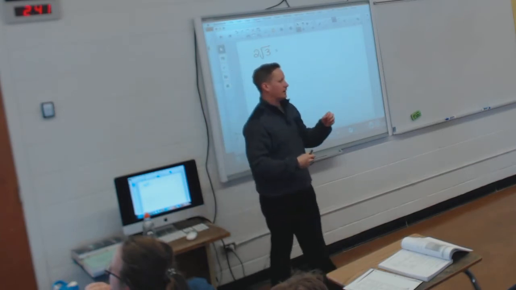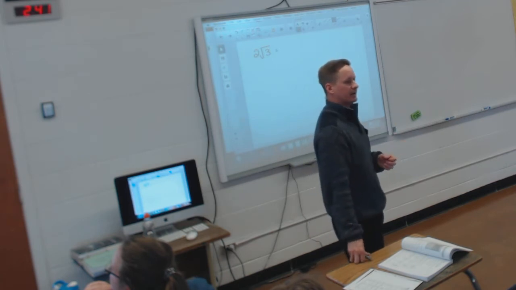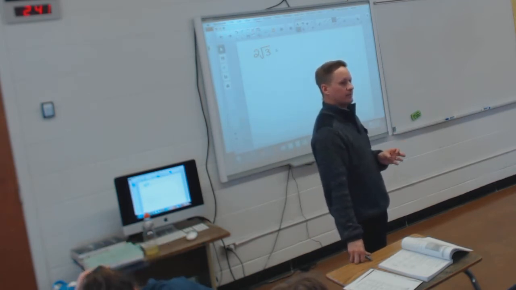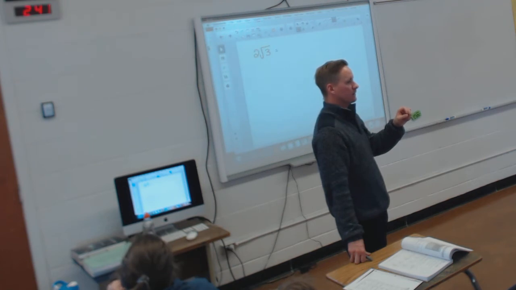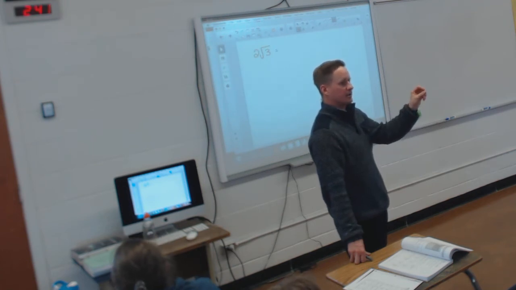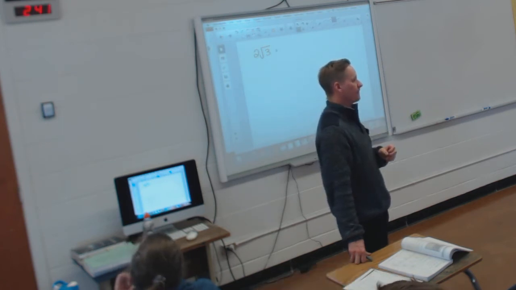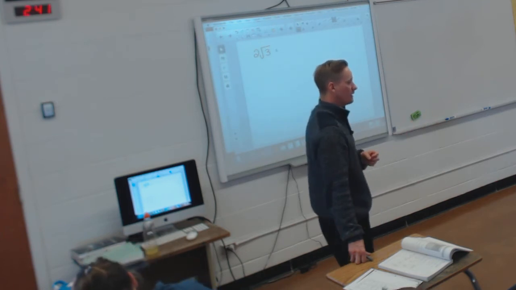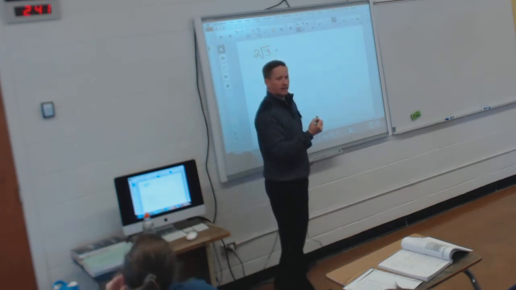So how can I take the value of 2 and make it a square root without actually changing it? Weird question, right? I want to change 2 so that it's under a square root, but at the same time, I don't want it to be anything different than 2. Yes, I could. What would you think I should do here? Just square it, and square root it at the same time. Is that not right?